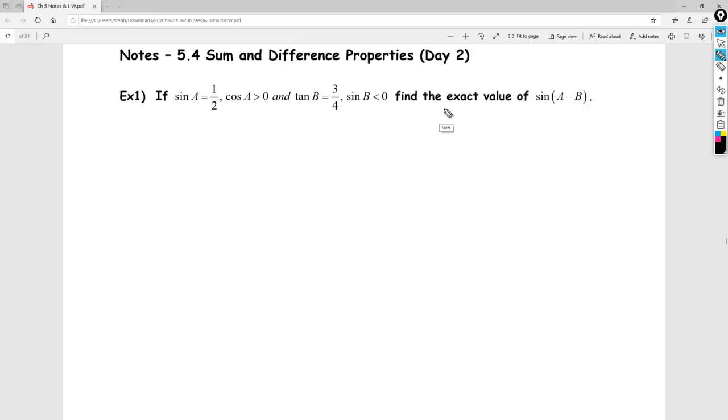So I'm going to use my sum and difference formula, in this case my difference formula for sine. A quick reminder of what that looks like: sine of A minus B is equal to sine of A cosine of B minus cosine of A sine of B. So I'm just going to straight plug into that.